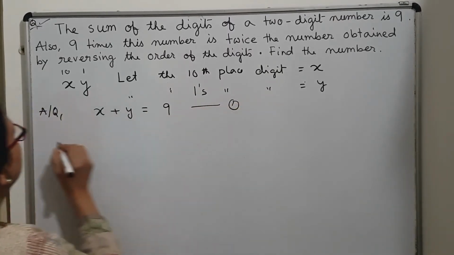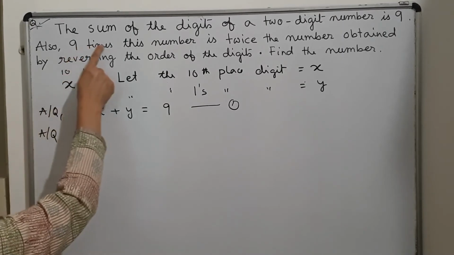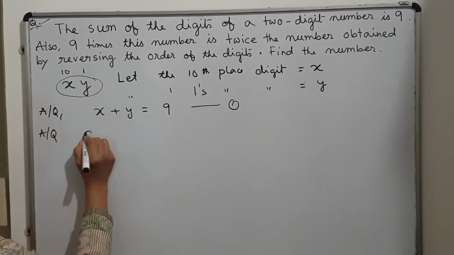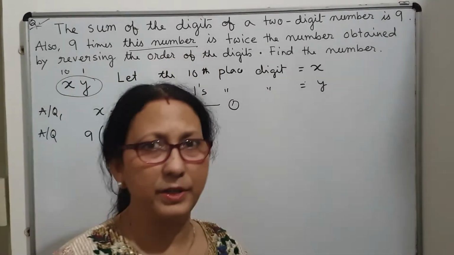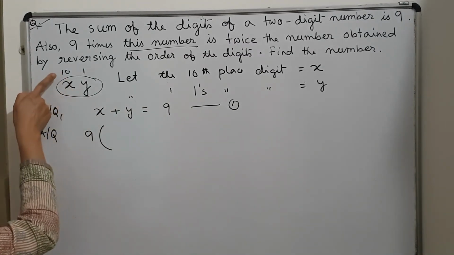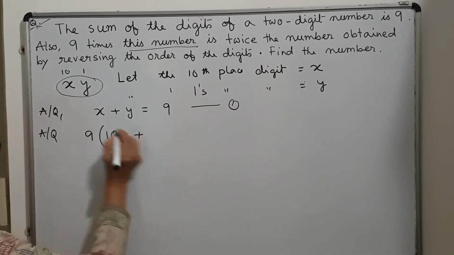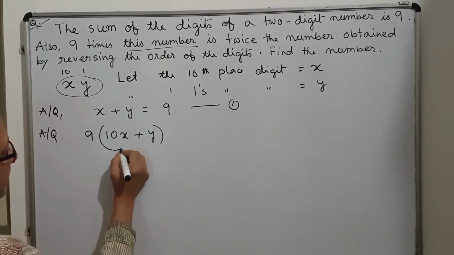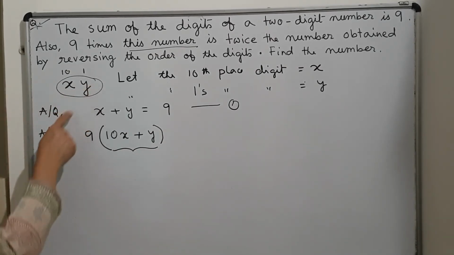Equation 1. Then also according to the question, 9 times this number. Now this number, when I say, it means the value of the number. So what will be the value of the number? Place value 10 into x plus y into 1. So this 10x plus y is the value of the 2-digit number xy.